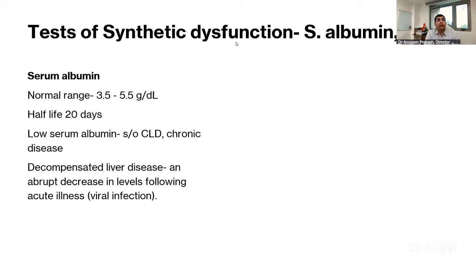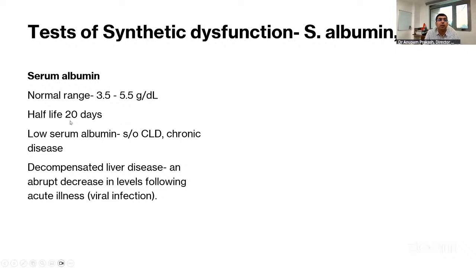Now, the third category is tests of synthetic dysfunction. So we have serum albumin here and prothrombin time. Now this component you know better because you are dealing with these patients every day. Serum albumin, the normal range is 3 to 5 or 3.5 to 5.5. Yes, okay, 3 to 5 or 3 to 5.5 or 3.5 to 5.5 is the normal range of serum albumin. Total proteins is 6 to 8.